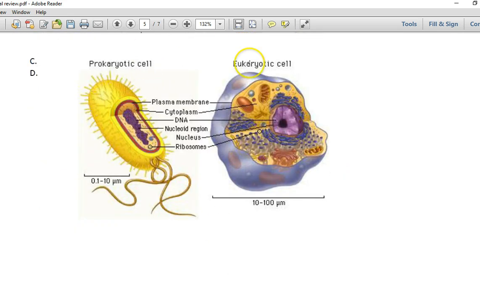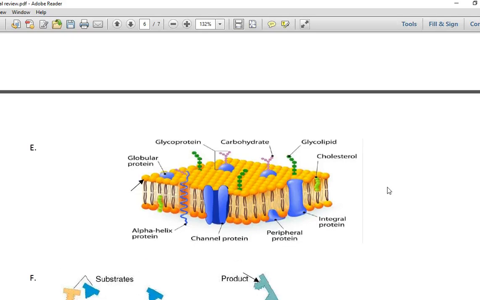Our next diagram, prokaryotic versus eukaryotic cell, you'll notice what they have in common. They both have a plasma membrane, they both have cytoplasm, they both contain DNA, they both have ribosomes. So, major difference, eukaryotic cells have a nucleus that has a membrane wrapped around it to contain the DNA, and a prokaryotic cell just has a region of its cell where the DNA hangs out, and that's called the nucleoid region, but it's not separate from the rest of the cell. Cell membrane.